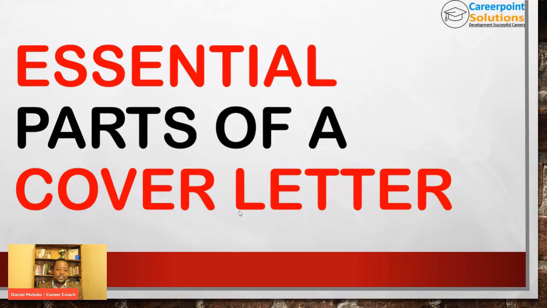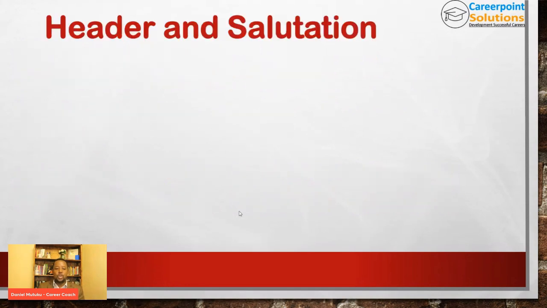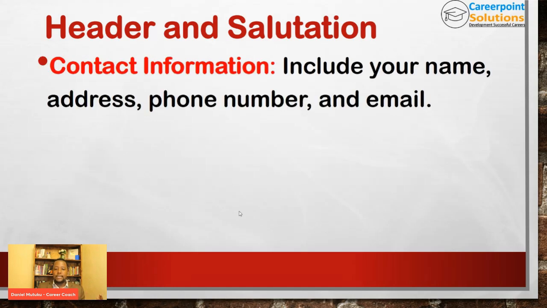The essential parts of a cover letter. Now, a cover letter has several parts, and these are the areas that you need to really focus on. Number one, I want you to focus on the header and the salutation. So when writing a formal letter, maybe you need to drop it physically. It will be printed out. Include your name, your address, your phone number, and the email address. And also include the contact details for the company that you're applying for.